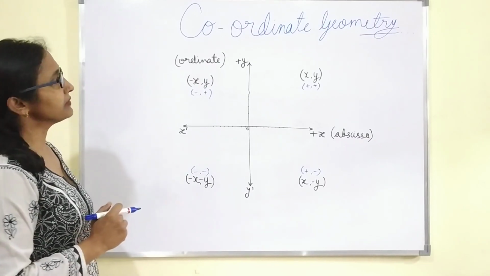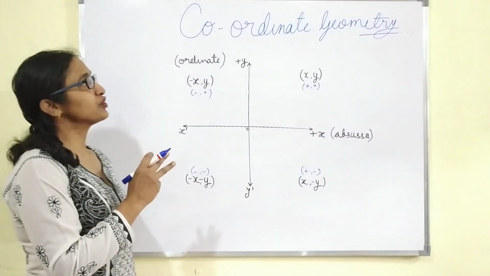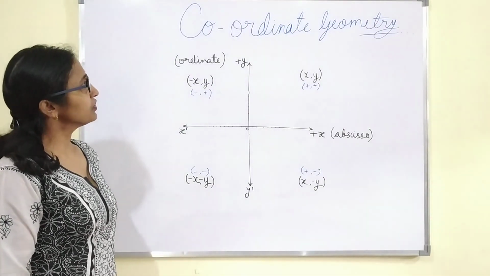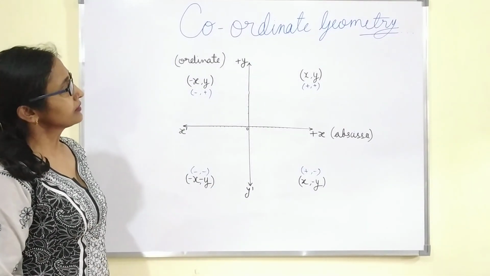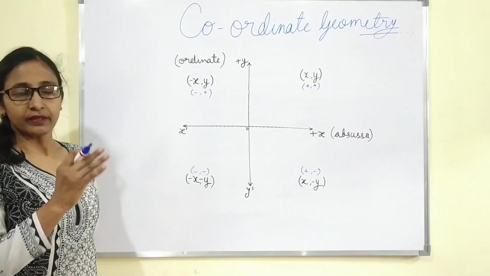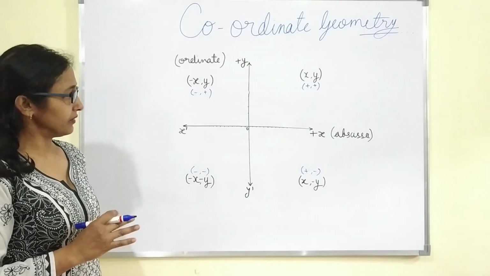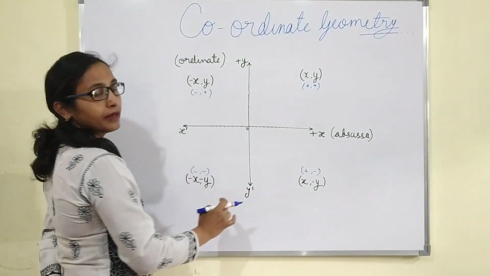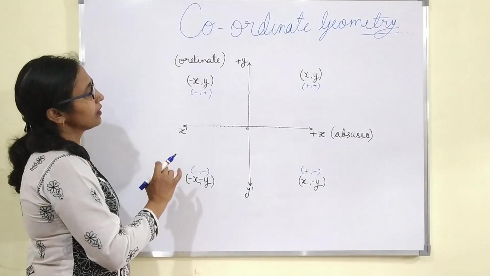In this video I am starting the next chapter, coordinate geometry. Coordinate geometry is solved in the Cartesian plane. Graph paper is a Cartesian plane. So we will draw perpendicular lines on the graph paper.